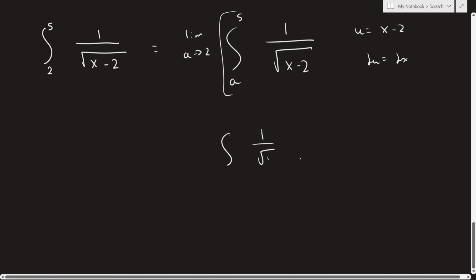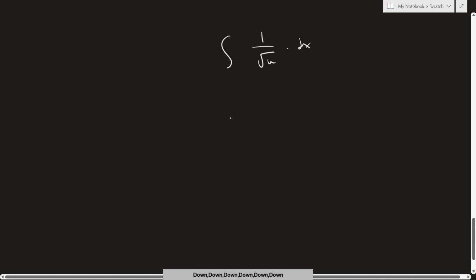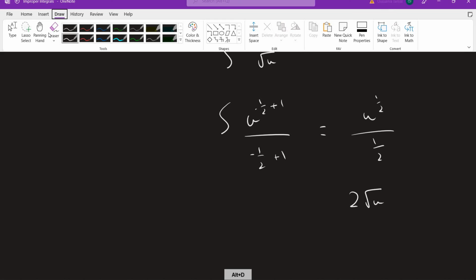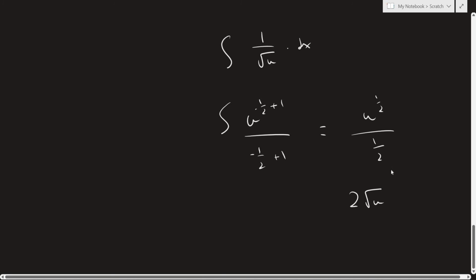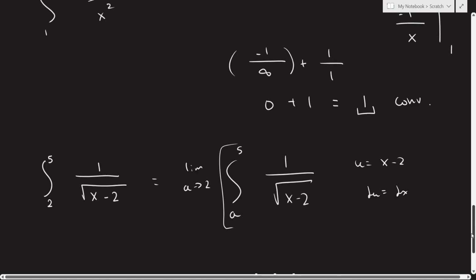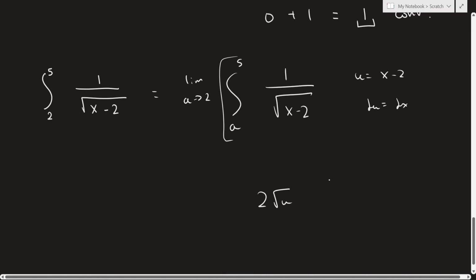So 1 over radical u times du. So find the integration of 1 over radical u, which is basically, if you take it to the top, u power negative half. So negative half plus 1 over negative half plus 1, which is basically u power half over half, or 2 radical u. Great. So now we have 2 radical u between a and 5.